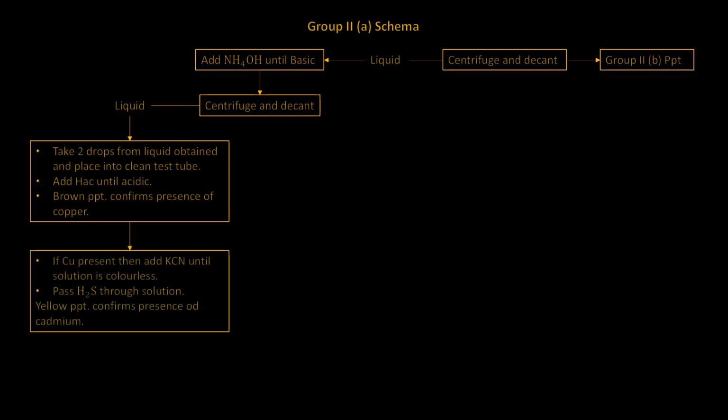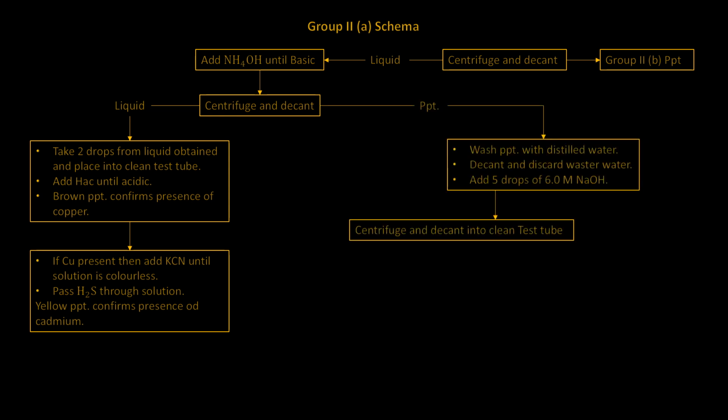If copper is present, add some potassium cyanide to the solution until the color disappears. Then pass some hydrogen sulfide gas through the solution. If a yellow precipitate forms, it confirms the presence of cadmium.